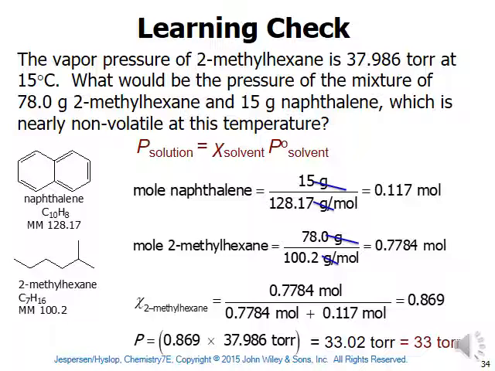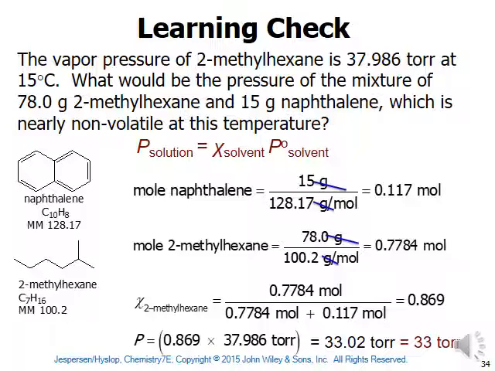What would be the pressure of the mixture of 78.0 grams of 2-methylhexane and 15 grams of naphthalene, which is nearly non-volatile? So you notice here we're mixing a non-volatile into our solvent.